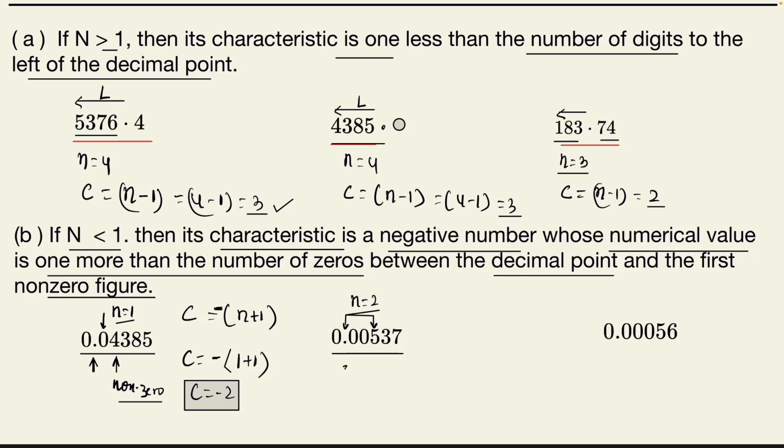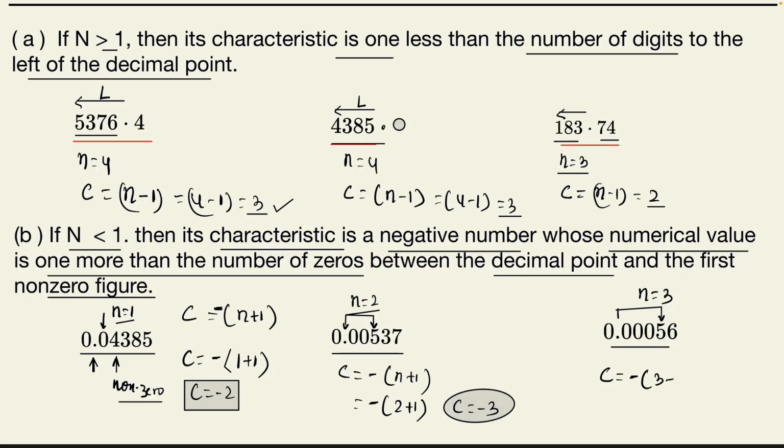So based on that, C is equal to minus n plus 1. So we can say minus 2 plus 1. So C is equal to minus 3. Similarly, in this example, how many zeros are given? 3 zeros. And then we have a non-zero number. So we can say that n is equal to 3 and C is equal to minus 3 plus 1. So C is equal to minus 4. So based on that, we can easily find the characteristic.